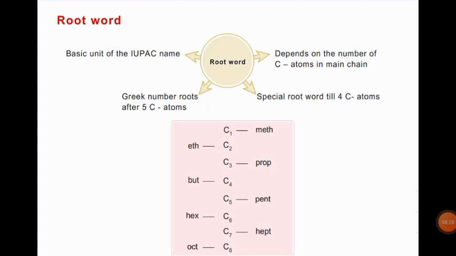So if it is 9, nonane. If it is 10, decane. If it is 11, uni for 1, so undecane, dodecane, tridecane, like that it goes. Now let's see next what is suffix.